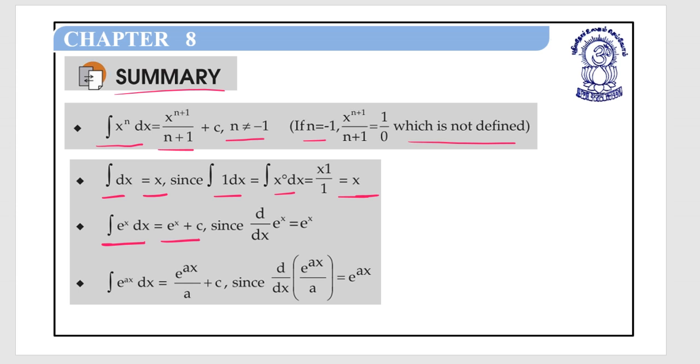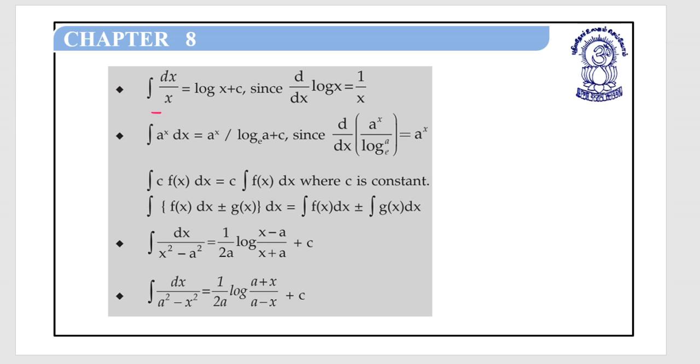Since d of e raised to x dx is equal to e raised to x. Integration of e raised to ax dx is equal to e raised to ax upon a plus c. Integration of 1 upon x dx is equal to log x plus c. Integration of a raised to x dx is equal to a raised to x upon log a plus c. Integration of c f of x dx, where c is constant, c comes out common. Integration of f of x plus or minus g of x dx is equal to integration of f of x dx plus or minus integration of g of x dx.